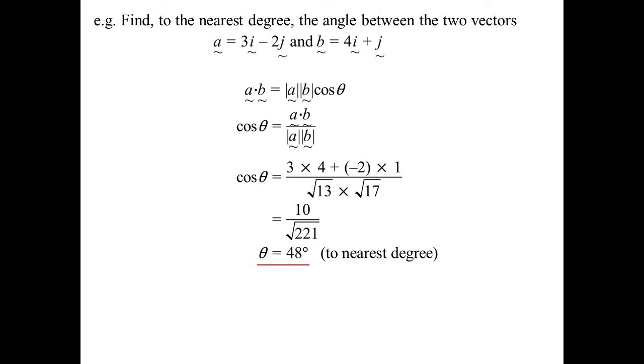The nice thing about it being cosine, remember the range of the inverse cosine function, it goes between 0 and 180, which is great because these answers are either going to be acute or obtuse, so it will give us the answer straight away. If it's a positive number, we'll get an acute. If it's a negative number, we'll get an obtuse angle.